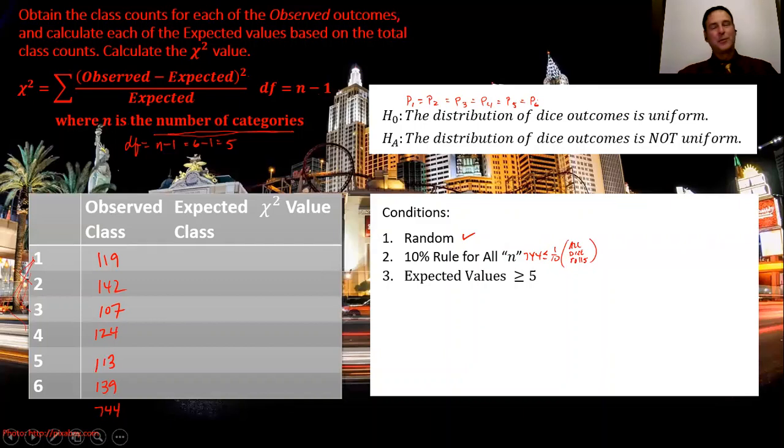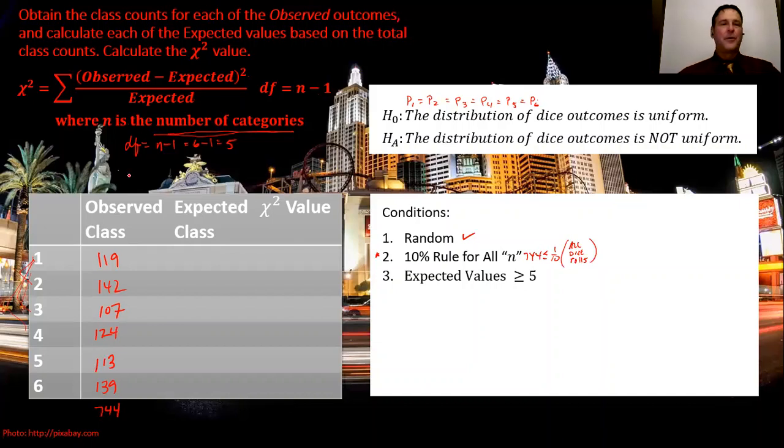Now, again, we do have replacement, which means I don't believe this is necessary. However, not all cases will you have replacement, and if you don't, then you'll have to do that test. The last thing is this, and this is a new one. It says expected values have to be at least 5. Now, what does that mean?